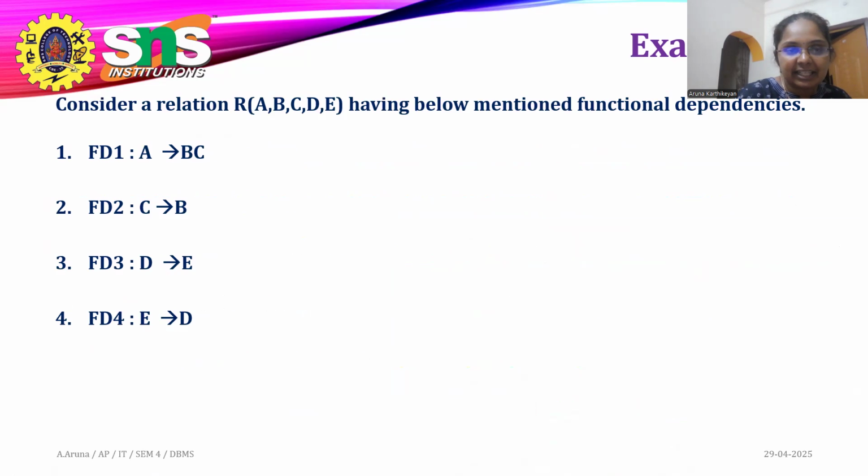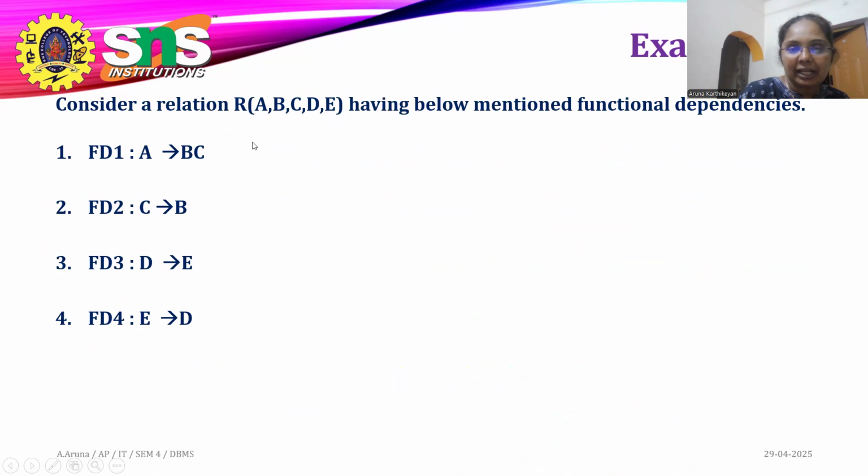Next, we will see another example. This is a generic example. It has five attributes for the relation, that is A, B, C, D, E. And out of the five attributes, I have four functional dependencies. One is, through A, I can identify B, C. Through C, I can identify B. Through D, I can identify E. Through E, I can identify D.